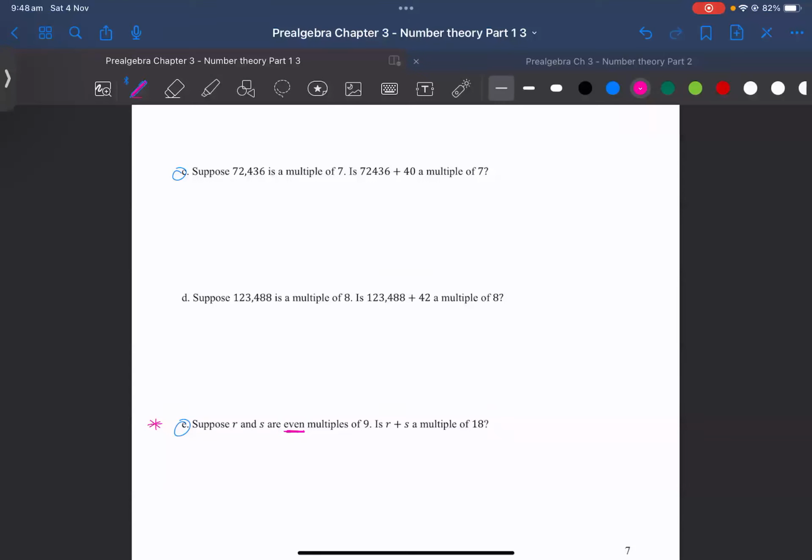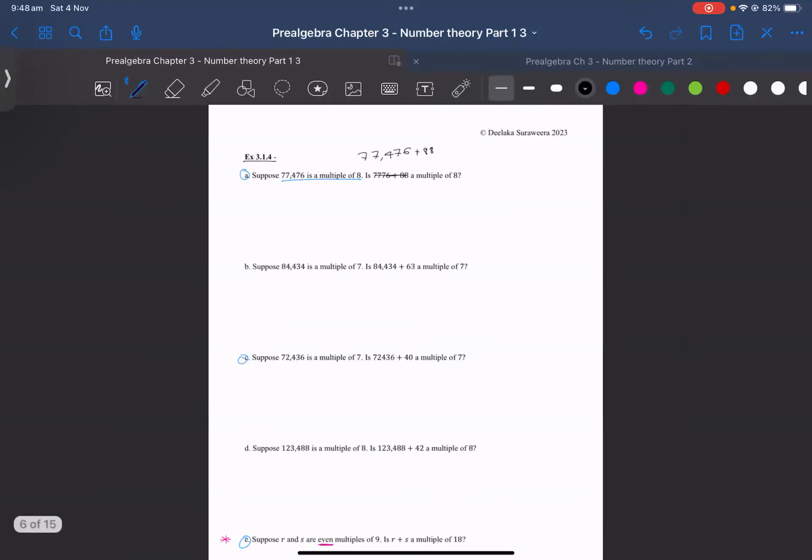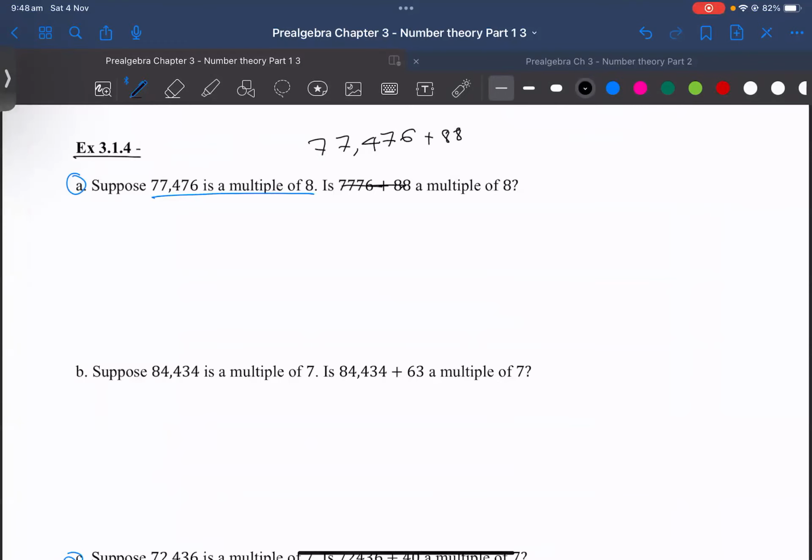Okay, we'll discuss them now. So we'll take a look at A. I think there was a little error in this, but regardless, just assume this is a multiple of 8. All right, so we're going to assume 77,476 is a multiple of 8. So we only need to check the second number, which is 88.